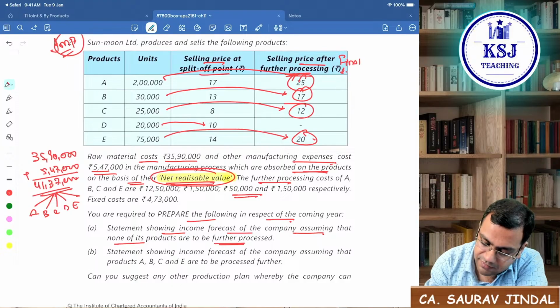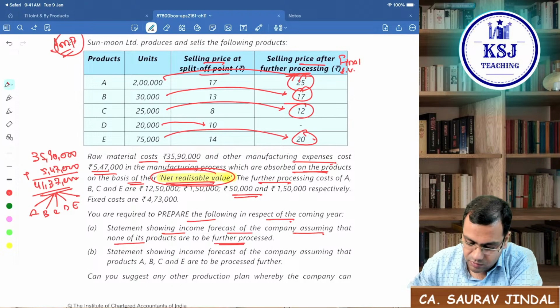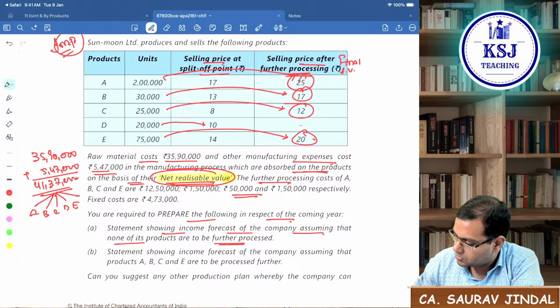Final sales value, right? Okay, I'll write here. What is the final sales value? 2 lakh multiplied by 25. That will come to 50 lakhs.